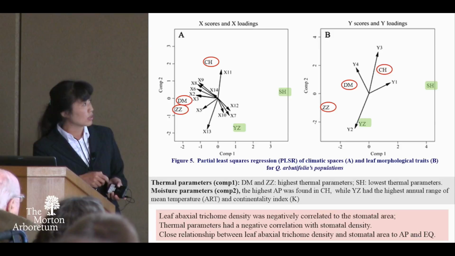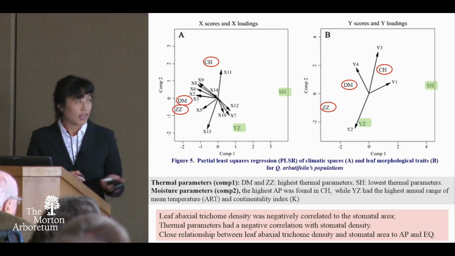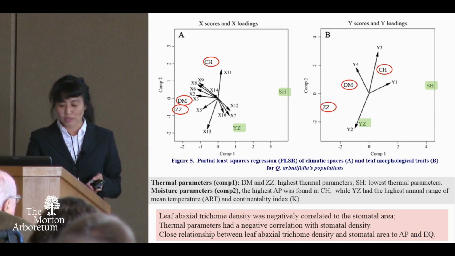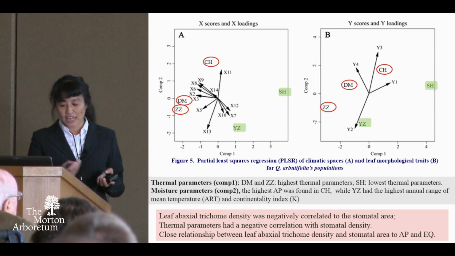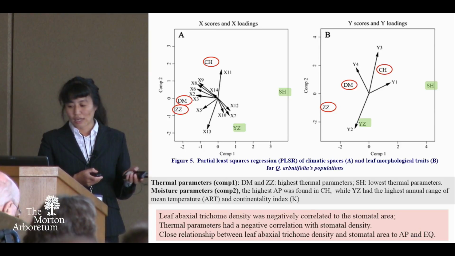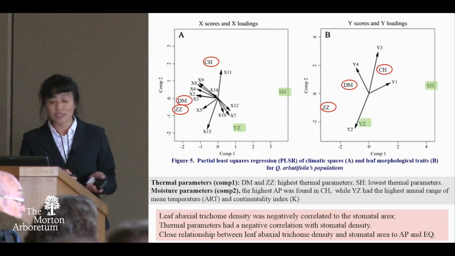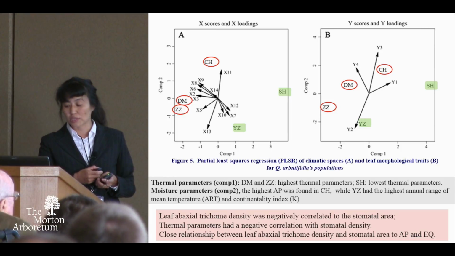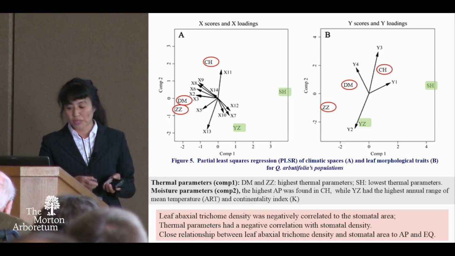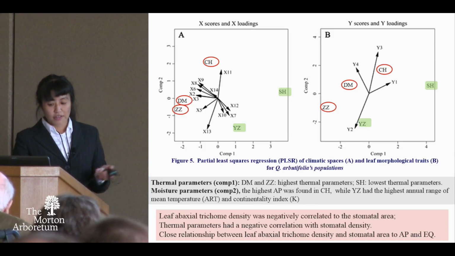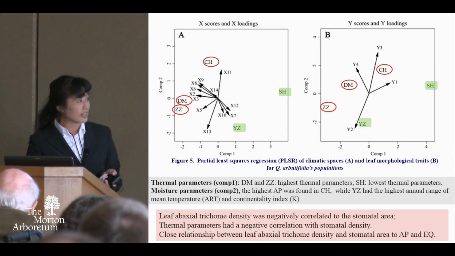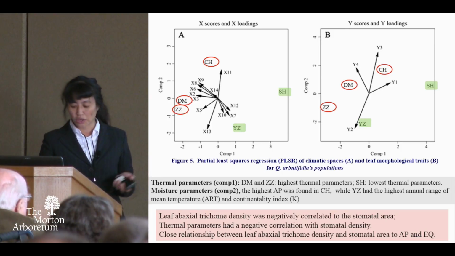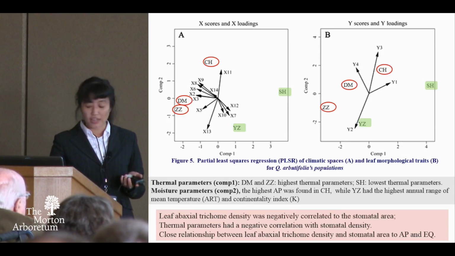And when we look at the other characters, the leaf stomata and leaf area, compared to the environmental factors, we figured out that the trichome density on the lower side of the leaf was negatively related to the stomata area, and the thermal parameters are negatively correlated with the stomata density. There is also a close relationship between the lower-side leaf trichome density and stomata area with the annual precipitation and the EQ, two parameters of the climate.